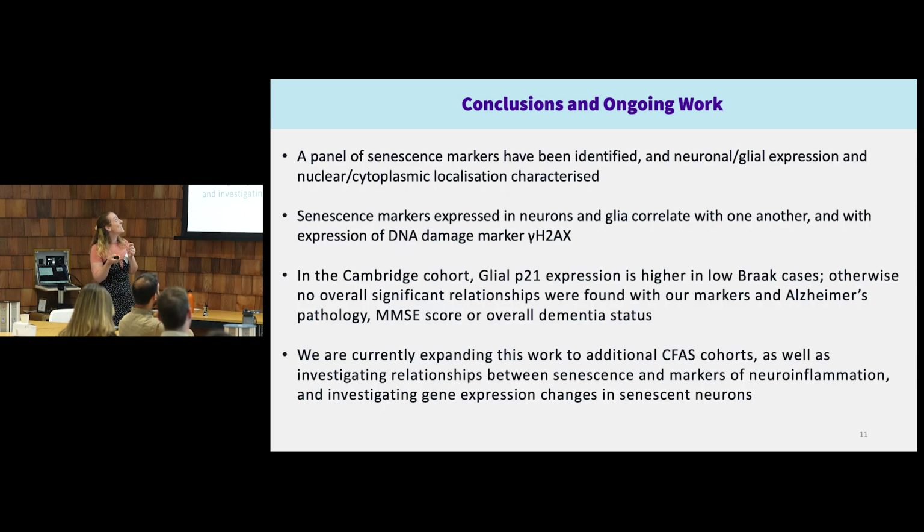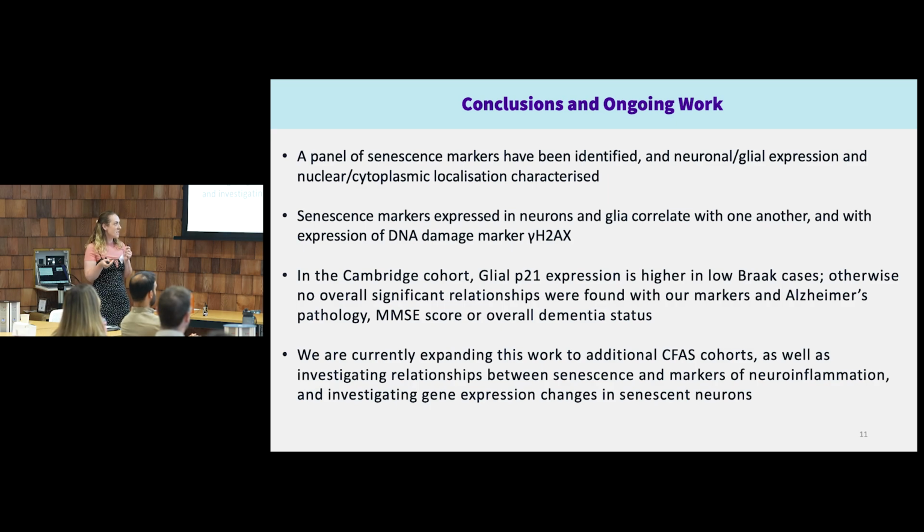So just to conclude, we have identified and characterised a panel of markers that appear to be indicative of senescence. We've found that they correlate well with one another and with DNA damage markers. We found that glial P21 expression is higher in low Braak cases, but otherwise there's no statistically significant relationships found between our markers and the Alzheimer's type pathology or overall dementia status.